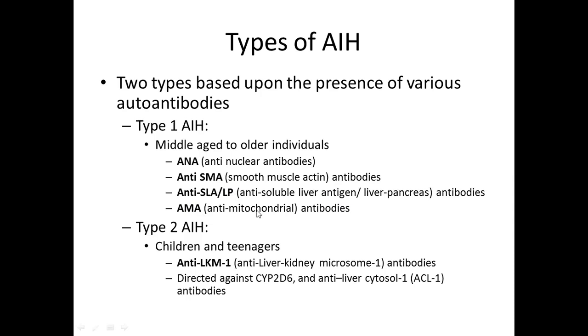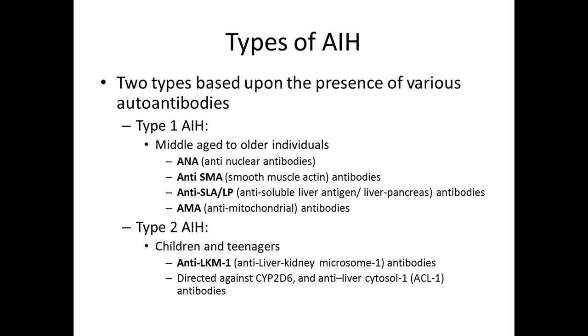In a minority of patients, we do see anti-mitochondrial antibodies as well. When these antibodies are present in type 1 autoimmune hepatitis, the person usually has some other systemic autoimmune diseases as well, as these nuclei, mitochondria, and smooth muscle actin are distributed in a variety of tissues. So one can have manifestations of involvement of other organs as well.